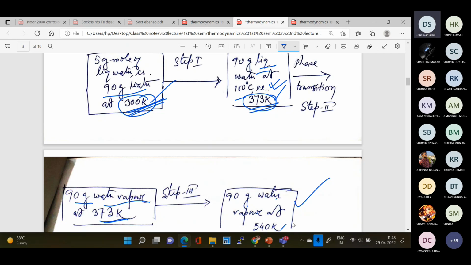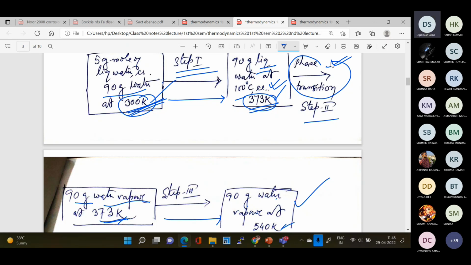Then we have to increase the temperature from 100 degrees centigrade to 227 centigrade, that is 540 Kelvin. So this is step 1, an increase in temperature. This is the phase transition, step 2. And this is also an increase in temperature. So there are temperature increases, and in between there is a phase transition.